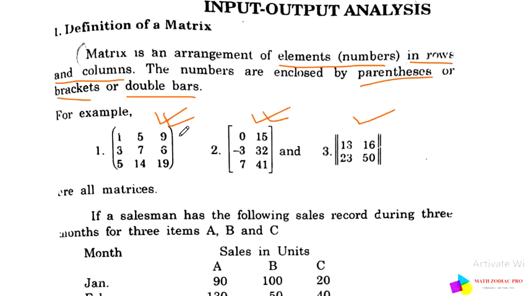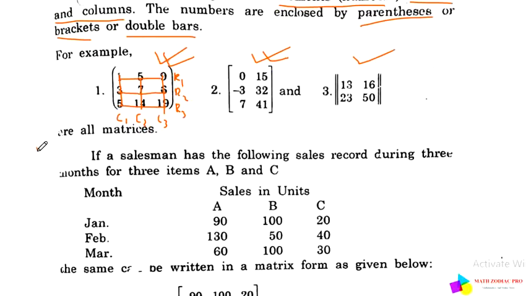We already studied this in 10th standard. So this one is row 1, this one is row 2, and this one is row 3, R3. This one is column 1, C1, and this one is column 2, C2, and here C3. Here is an example.